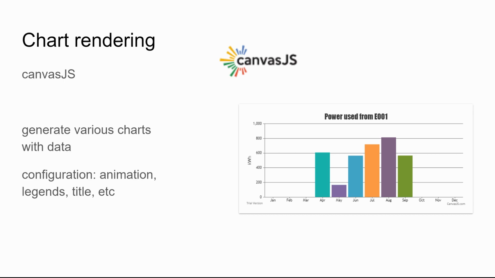They can show the bar chart like shown here on the right. They can show the line chart, and the pie chart, etc. Also, they can have multiple configurations such as the animation, which means when the chart is loaded, the data will show accordingly. And they can have different legends and different titles.